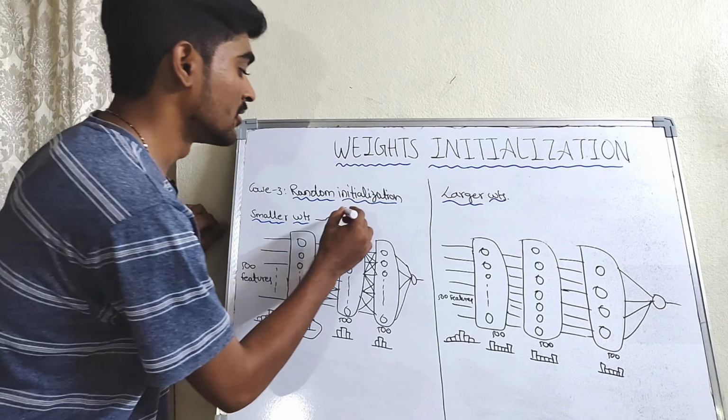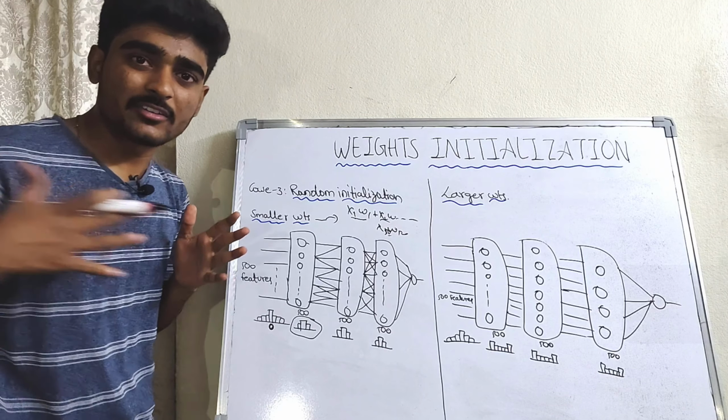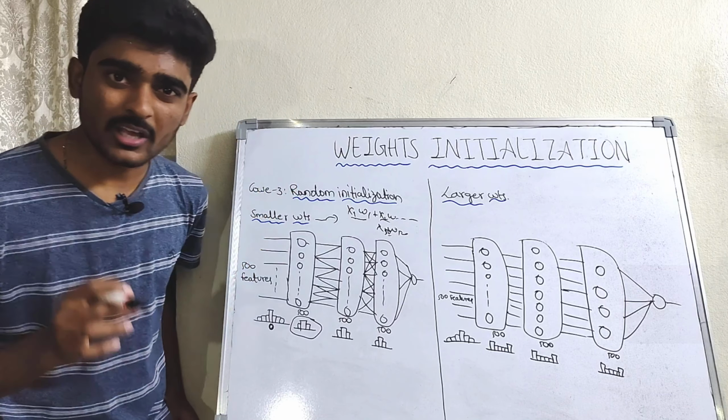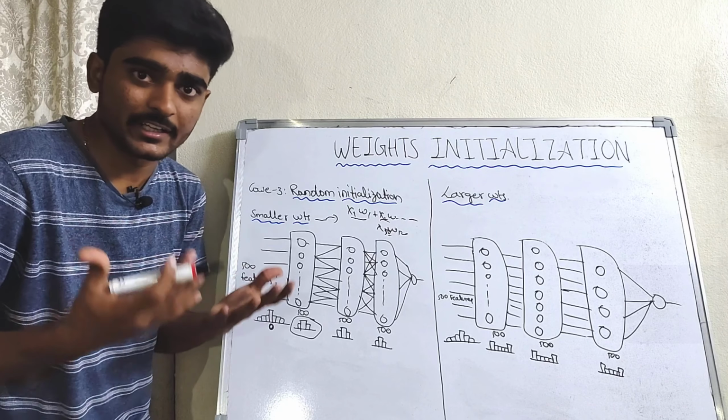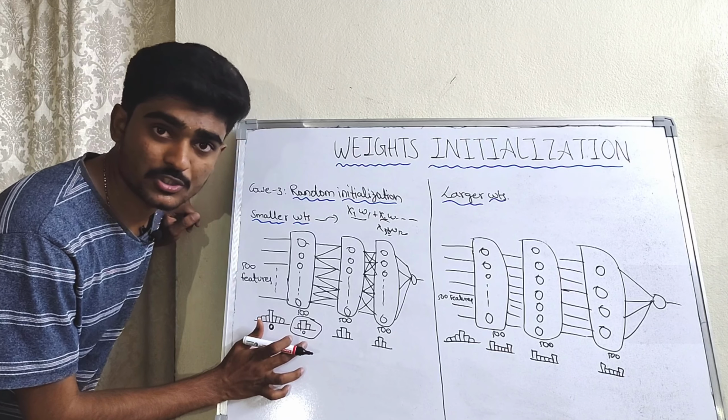Now each term here is a smaller value. When I add all these values, I'll be having somewhat greater value. Now when I pass this through a sigmoid or tanh activation function, it will give an output which is close to 0. That is what this Gaussian distribution specifies.